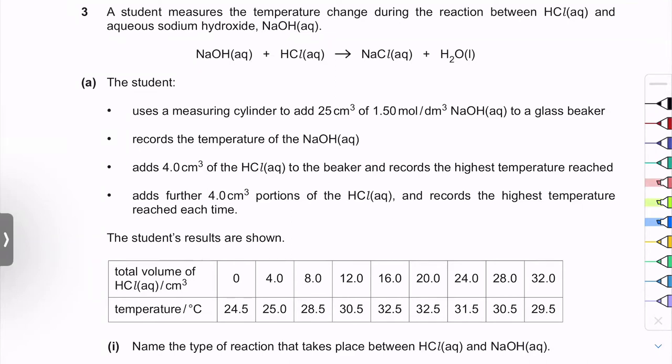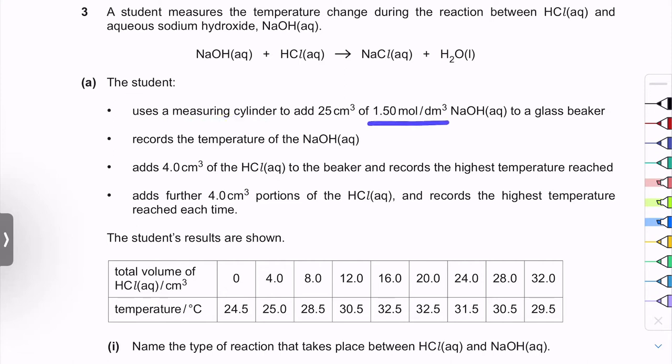Achha, aage chalte hain. He uses a measuring cylinder to add 25. 25.0 agar hota to uske liye wo kya use karta? Pipette ya burette. So right there we just spotted an improvement to the method that he has. Bhai liquid measure kar rahe ho, go for the best thing that you have, pipette or burette, most precise. Accurate hai ya nahi hai? Accuracy depends on the person doing it. Precision depends on the instrument. Average karne se accuracy change hoti hai, precision nahi change hoti hai. Theek hai? So measuring cylinder use kar raha hai, burette use karega, improve kar lega.